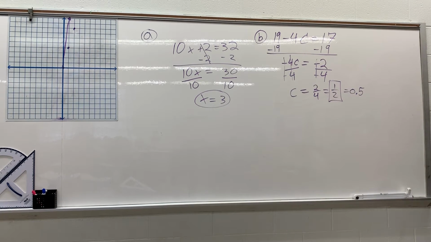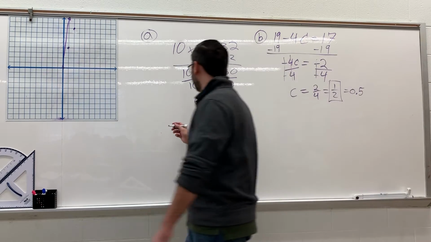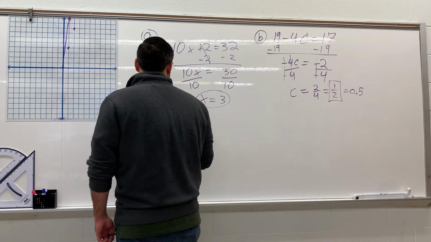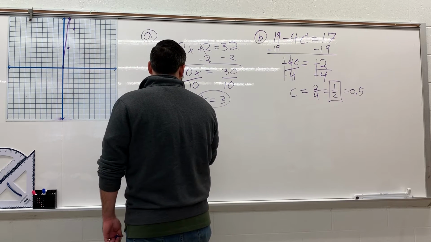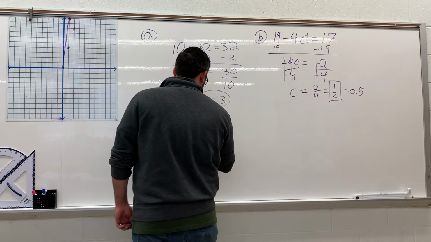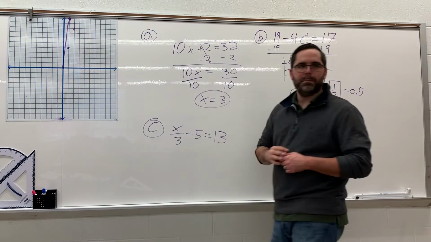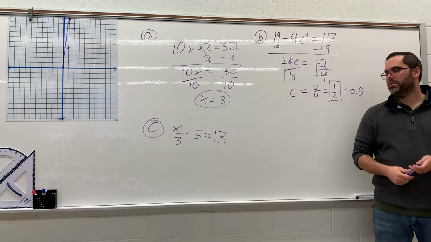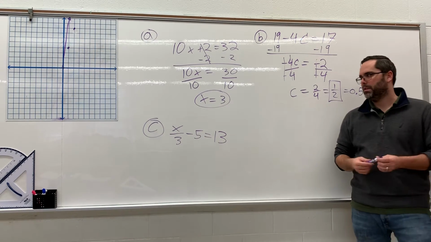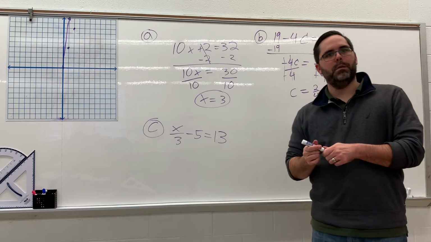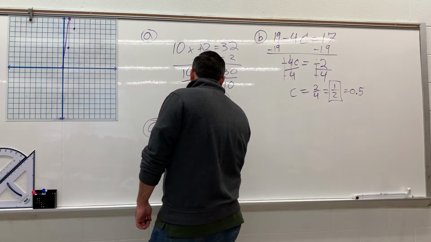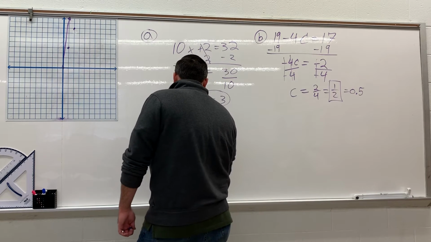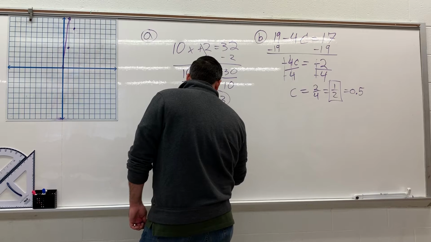Okay. Let's look at C. Can you read it for me, Chris? X over 3 minus 5 equals 13. All right. What operations do we see here? We see division and subtraction. Which one do we do first? Subtraction. So we get rid of that minus 5 by doing what? Plus 5. And we get x over 3 equals 18.